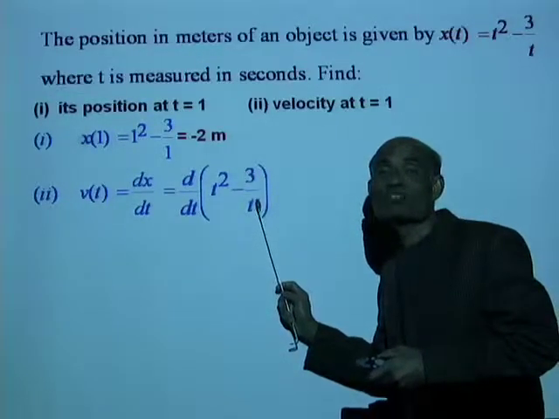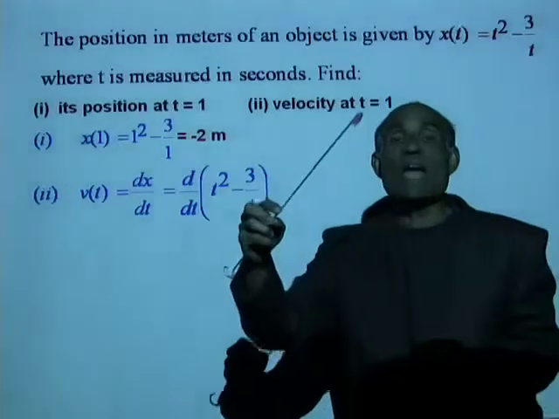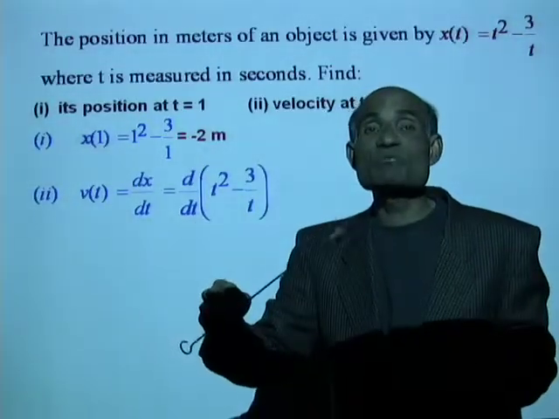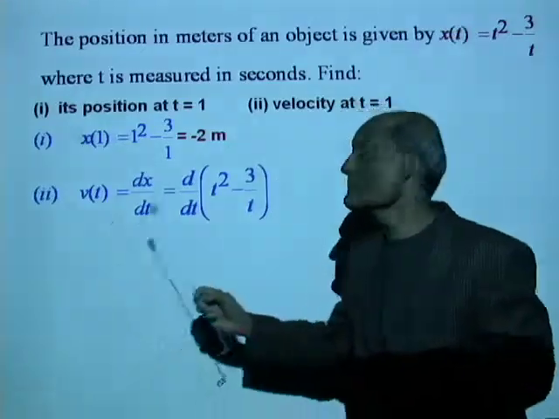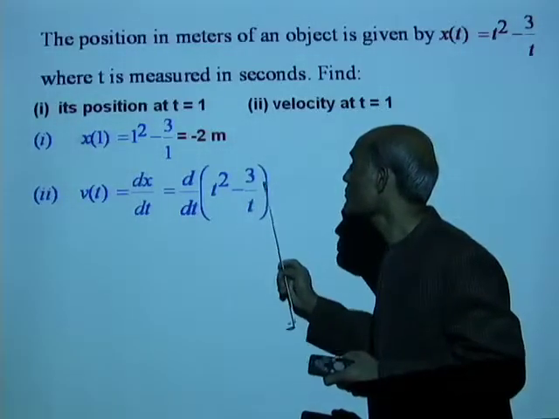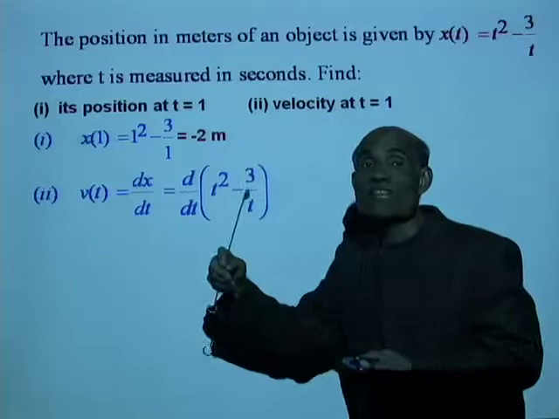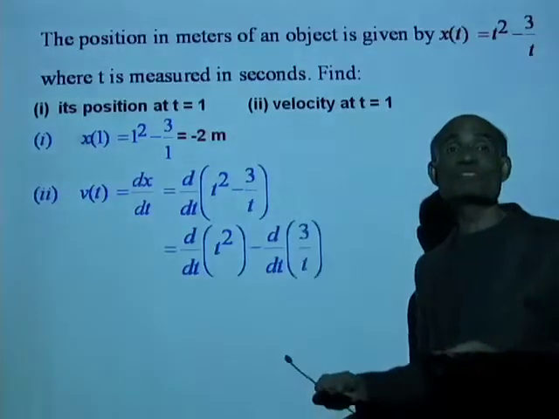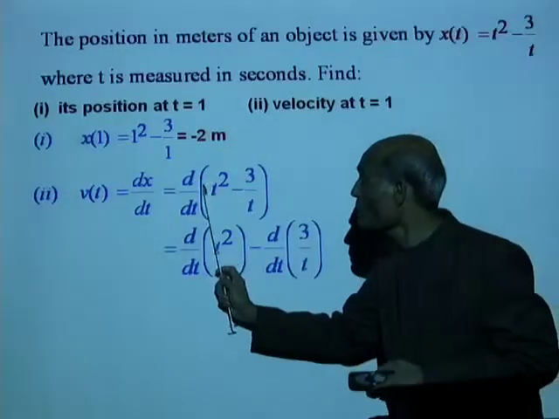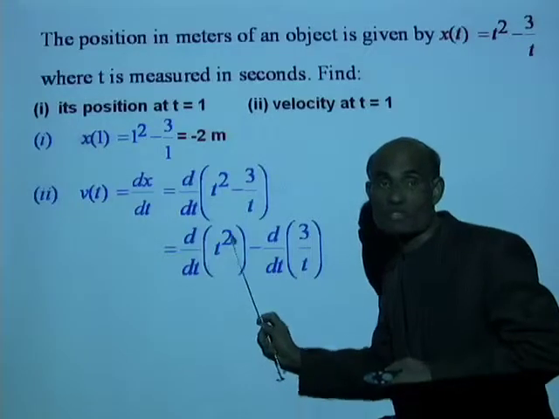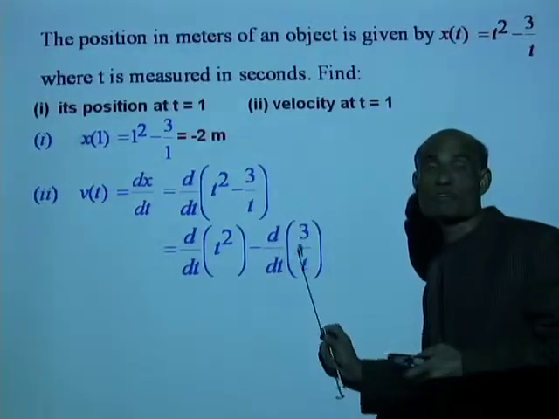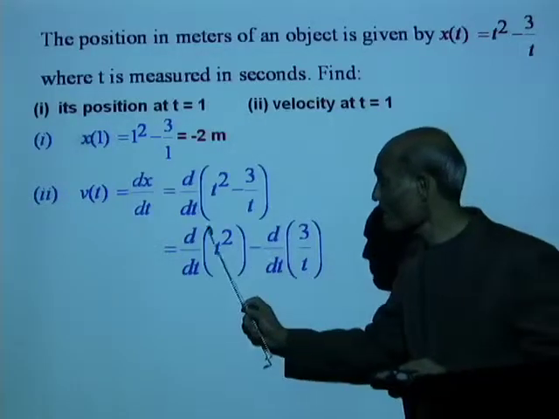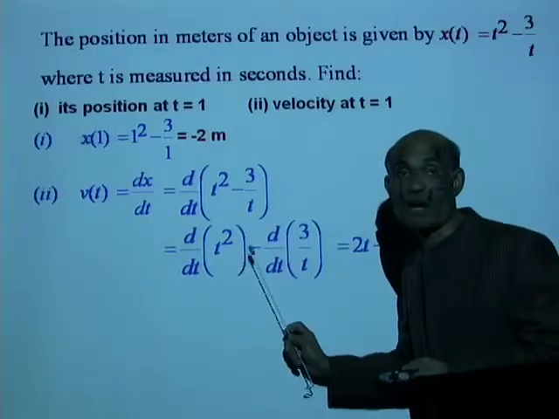We just did that. The derivative of a over t with respect to t is negative a over t squared. The derivative of 3 over t is negative 3 over t squared. So this is the derivative of t squared minus the derivative of 3 over t. And what is the derivative of t squared?